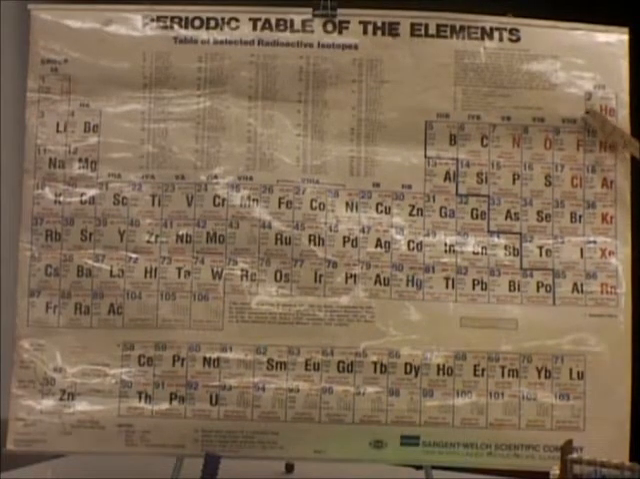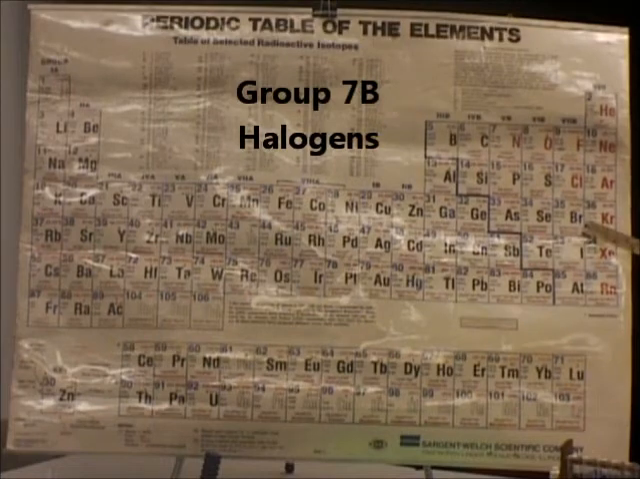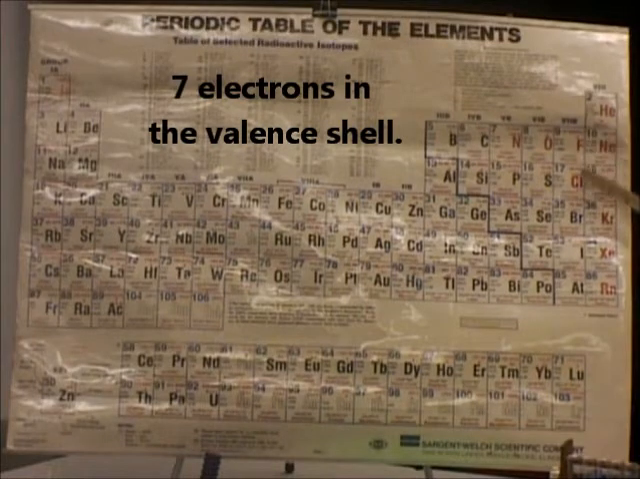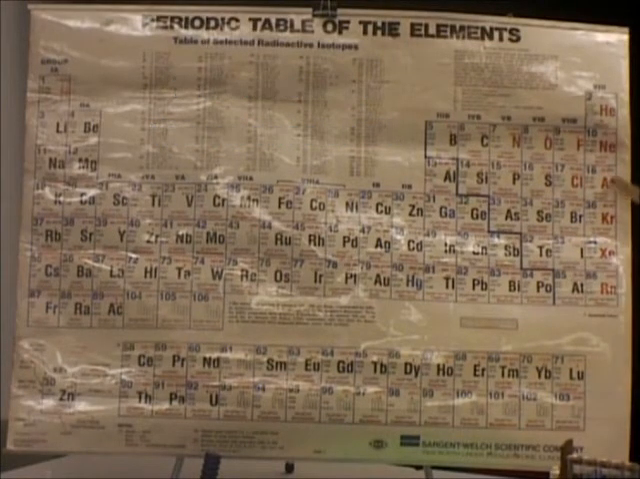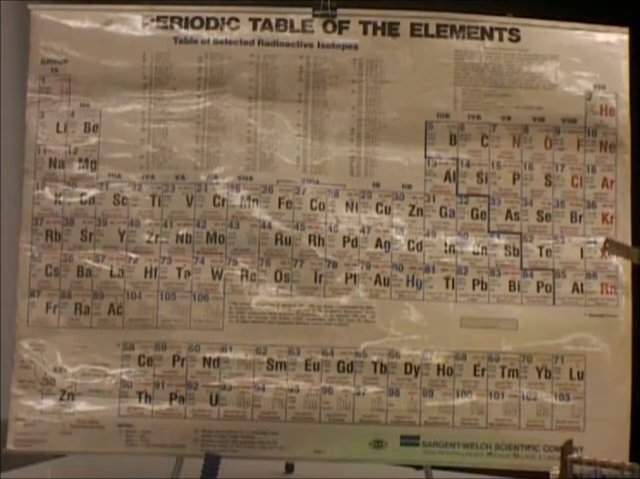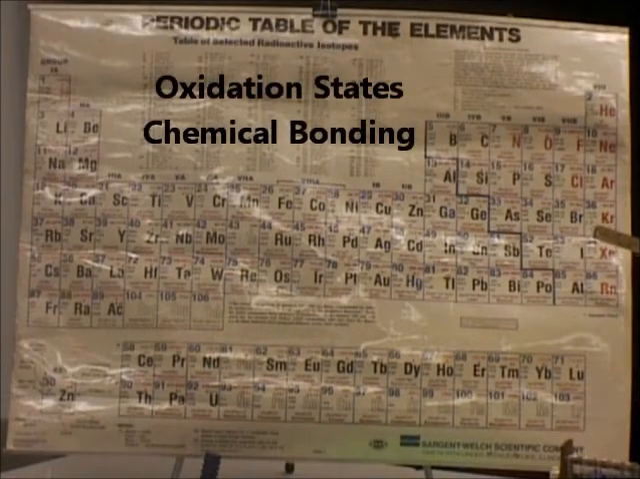The group 7B, fluorine, chlorine, bromine, iodine. -1 is the charge because they have 7 electrons in their outermost shell and they'd like to behave like the inert gases, so they'll be able to accept an electron and be a -1 charge. Group 6, group 5, group 4, group 3, and so on. We're going to be talking about the oxidation states and bonding and so on when we go to Lewis structures.